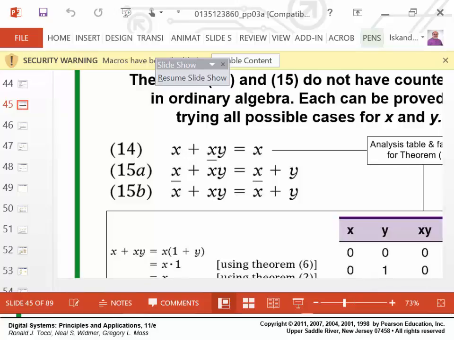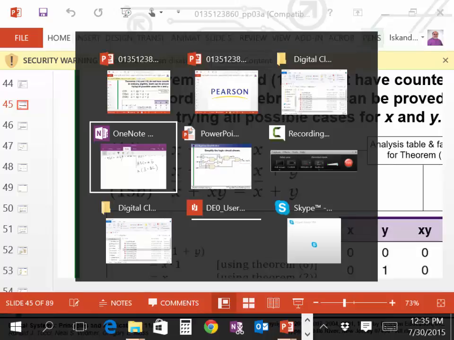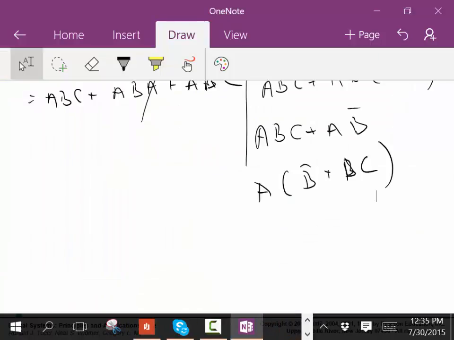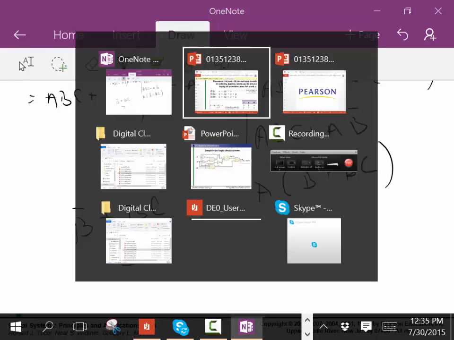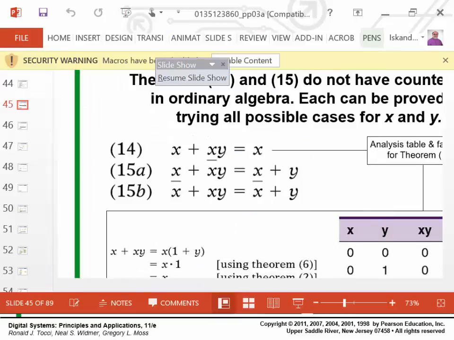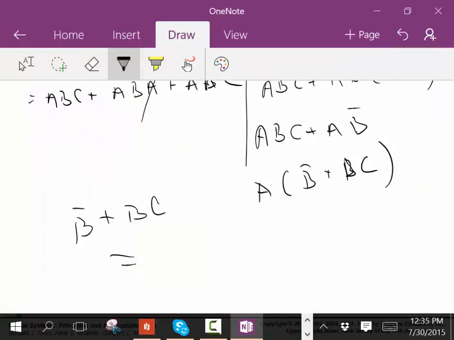And if you go back to my slides, let me put this back here to where we look at 15b right here. This is the form B naught plus BC is equal to, if we look at that rule right there, B naught plus C, right? So this is A, B naught plus C. That's our simplest form right there.